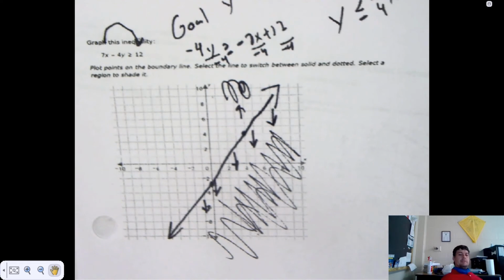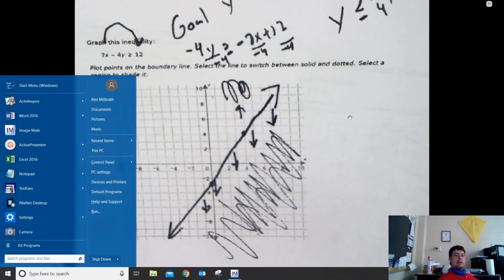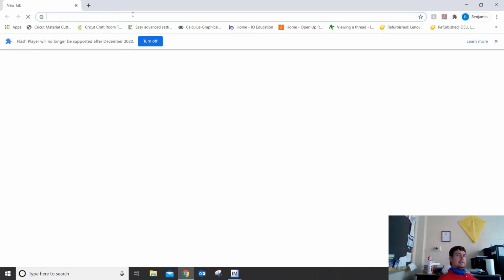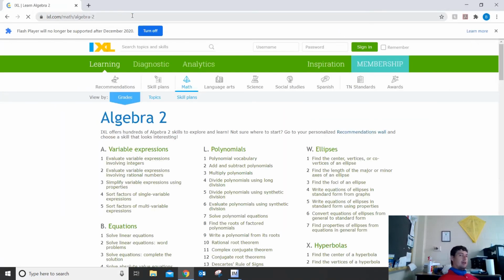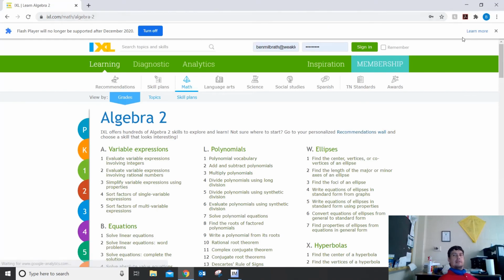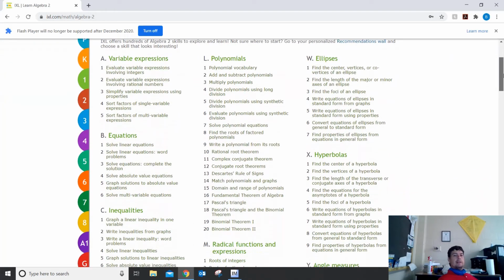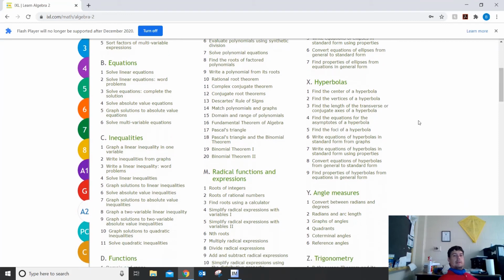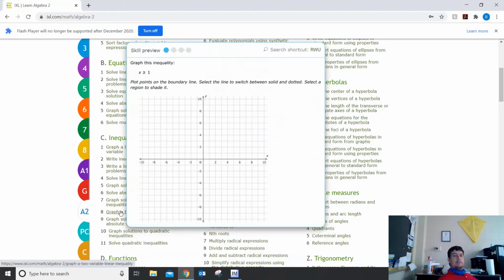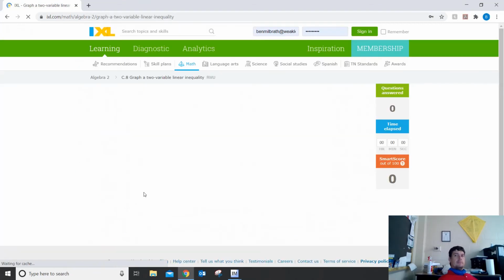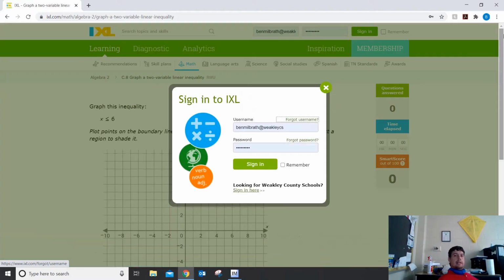Anyways, I said I would do some of this on IXL so you kind of see how it's graphed on IXL. I haven't highlighted the lesson yet. I'm not going to until tomorrow when I take off everything I've assigned. Doesn't mean you can't do it, I just haven't highlighted it yet. That was C8, graph two-variable linear inequalities. It kind of gives you a hint on what to do.